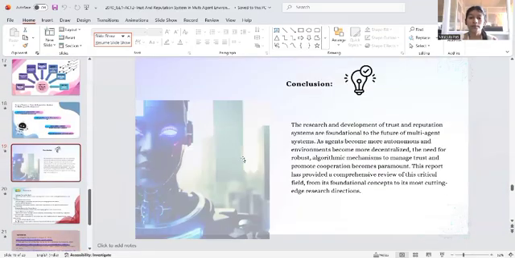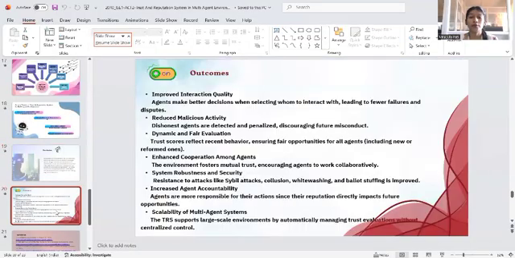Next, conclusion. The research and development of trust and reputation systems are foundational to the future of multi-agent systems. As agents become more autonomous and environments become more complex, the need for robust algorithmic mechanisms to manage trust and promote cooperation becomes paramount. This report has provided a review of the critical field from the foundational concepts to its most cutting-edge research directions. Last one is the outcomes.